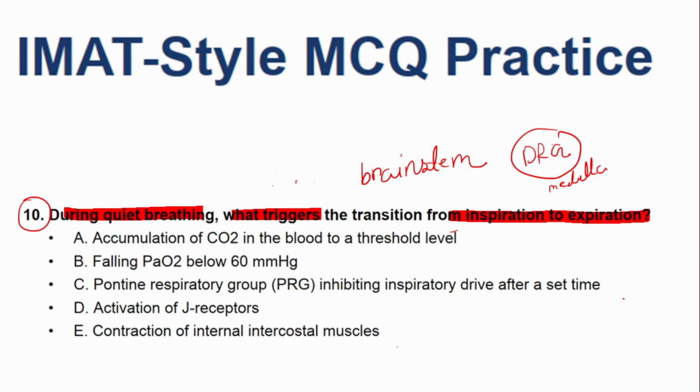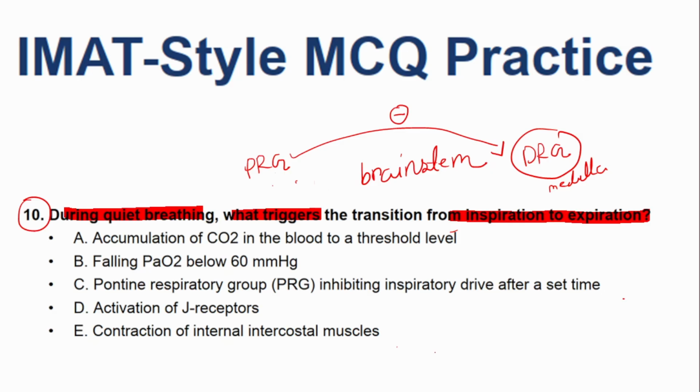However, to prevent our lungs from overinflating, this inspiratory ramp signal must be regularly turned off so passive expiration can begin. This critical switch-off mechanism is regulated higher up in the brainstem by the pontine respiratory group, or PRG, which includes the pneumotaxic center. This PRG acts like an internal timer. After a set period of inspiration, it sends inhibitory signals down to the medulla to cut off the inspiratory signal. This clean cutoff allows the inspiratory muscles to relax, triggering a smooth transition into a passive exhalation.